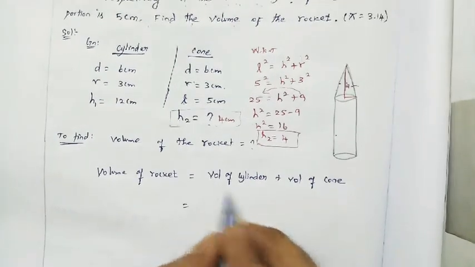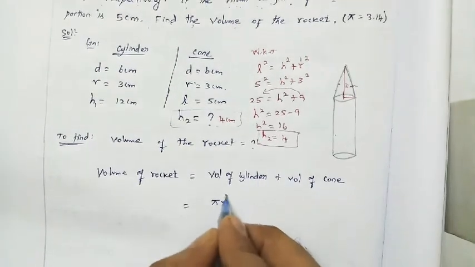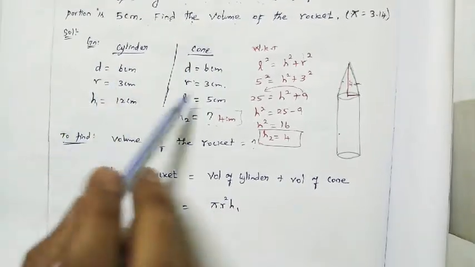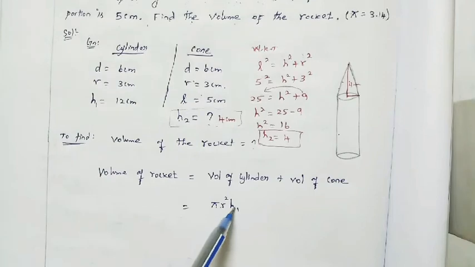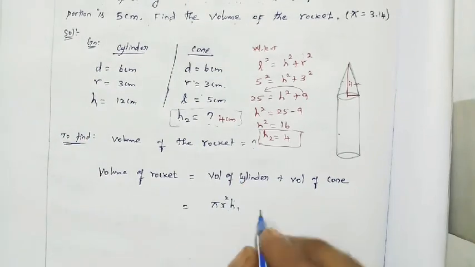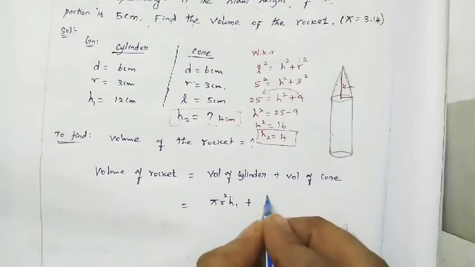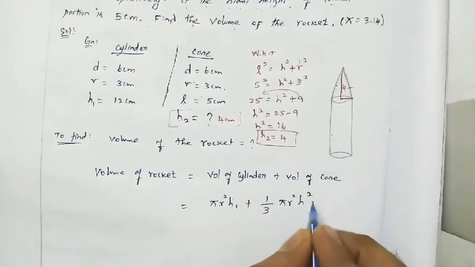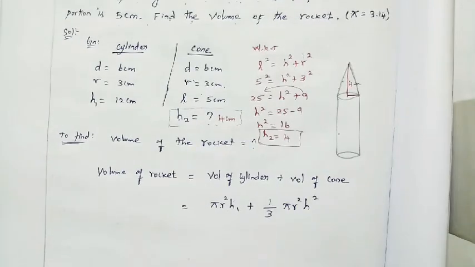So what is the formula for the volume of cylinder? Pi r square h1, right? R is the same, that's why I am just writing r square. But the height of the cylinder is nothing but h1, right? So pi r square h1 plus volume of cone, which is 1 by 3 pi r square h2, right? h2, not h square, sorry.